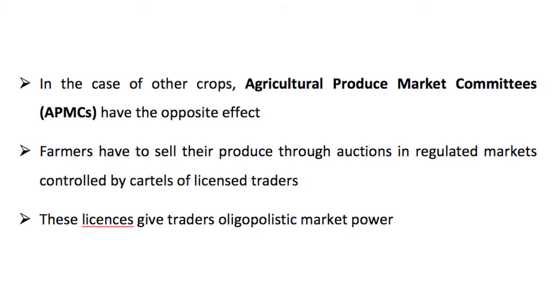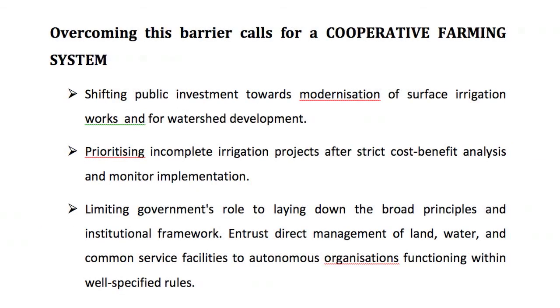Farmers have to sell their produce through auction in regulated market controlled by cartels of licensed traders. These licensed traders give oligopolistic market power. Overcoming this barrier calls for a cooperative farming system. Shifting public investments towards modernization of surface irrigation works and for watershed development. Prioritizing incomplete irrigation projects after strict cost-benefit analysis and monitor implementation.